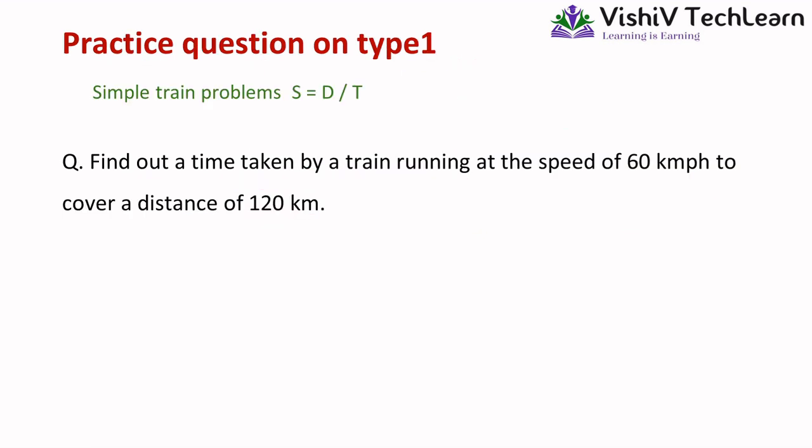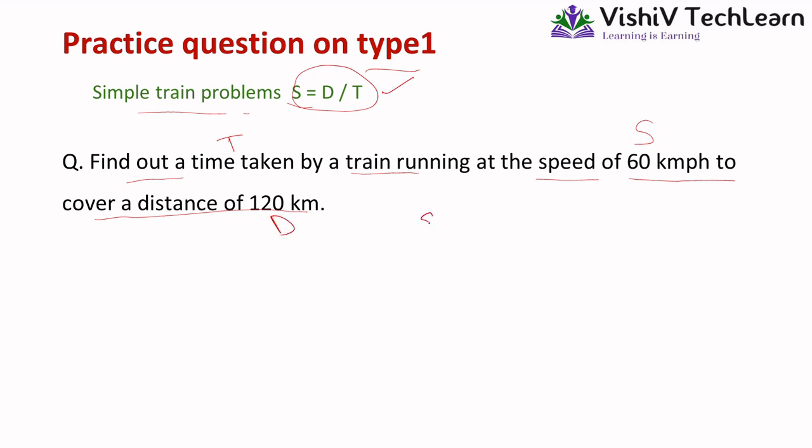Now let's go to the first type of problem. Here we have type 1, simple train problems. This is the formula or logic that we are going to apply. The question is: find the time taken by a train running at a speed of 60 km per hour to cover a distance of 120 kilometers. In this we have to find t, the time taken. Speed is given, which is s, and distance is also given, which is d.